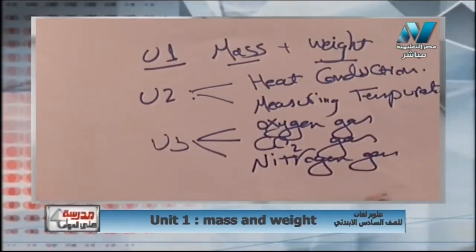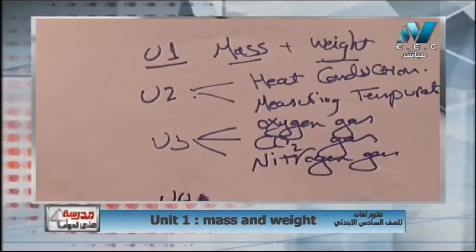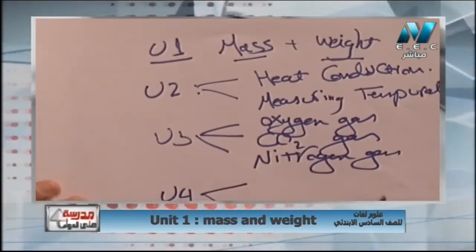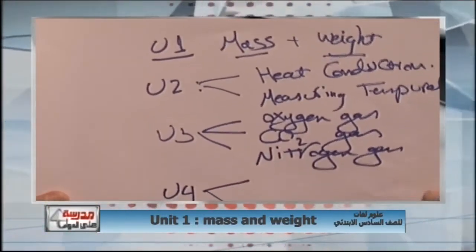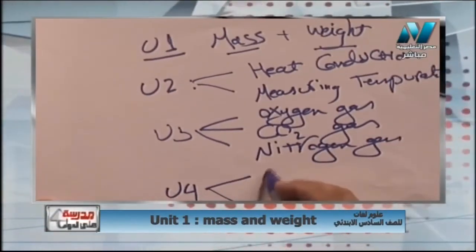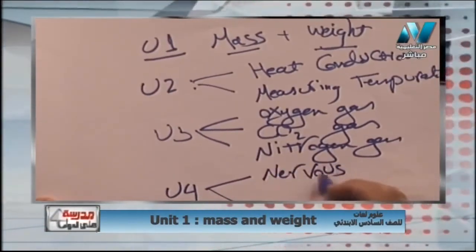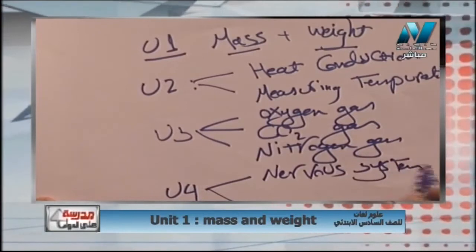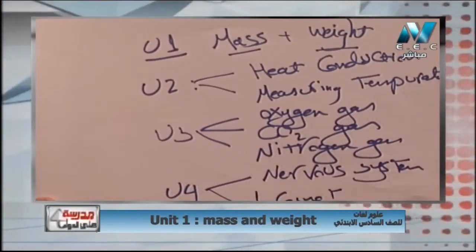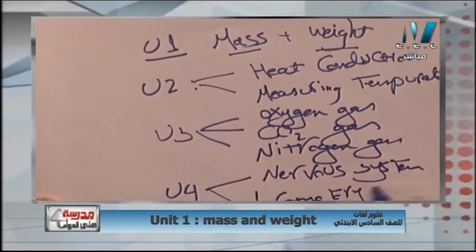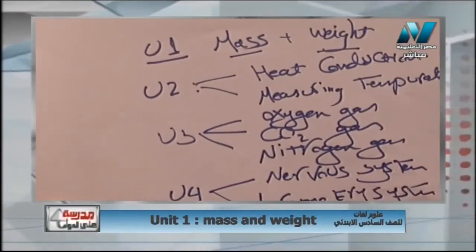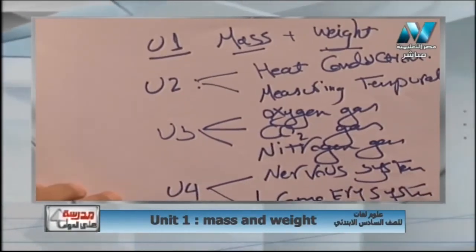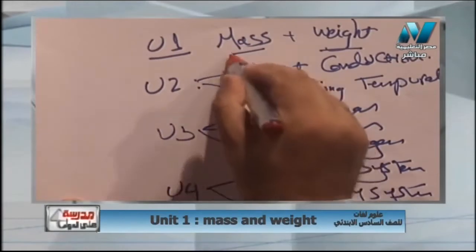That's about Unit 3. What about Unit 4, the last unit? It contains 2 lessons, and I think they will be the most interesting lessons, which are the nervous system, الجهاز العصبي, and also the locomotory system, الجهاز الحركي. So now let's start with our first lesson this semester, which is mass and weight.